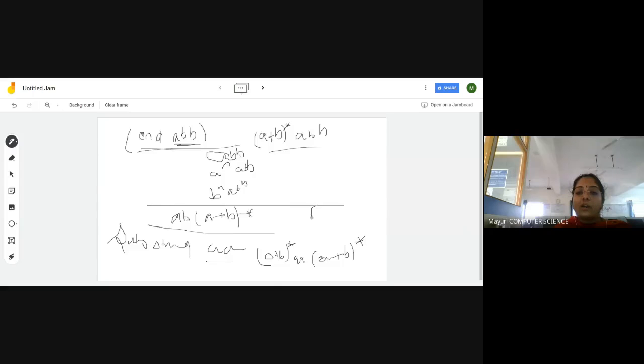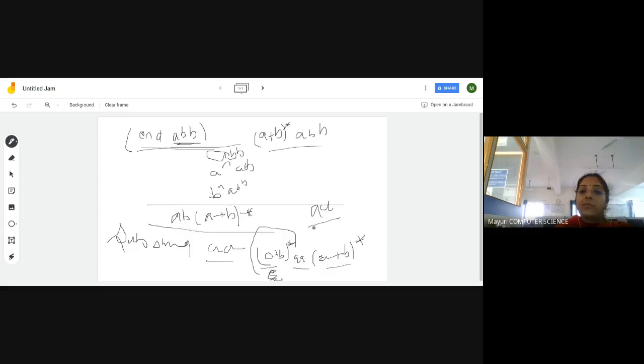What does it represent? If you want AA to occur first, consider the first A plus B whole star as epsilon, because star is there. Then AA will be at the start of the string. If you want it in the middle, give length 1 or more to this, so AA will be in the middle. If you want the AA substring at the end, consider the first A plus B whole star with a minimal length, and make the last one epsilon.